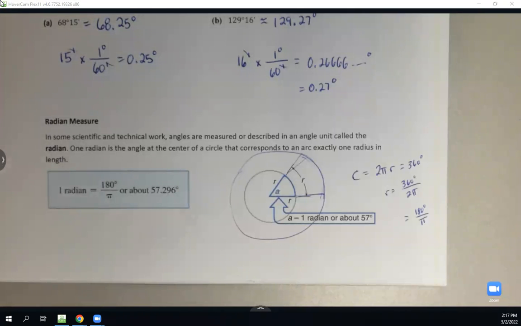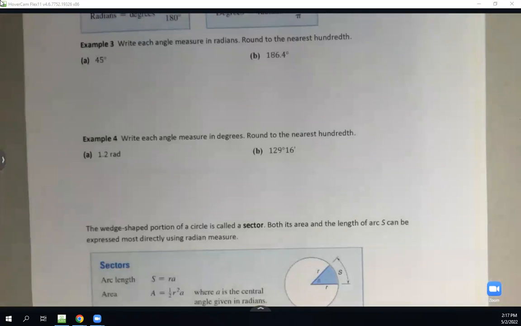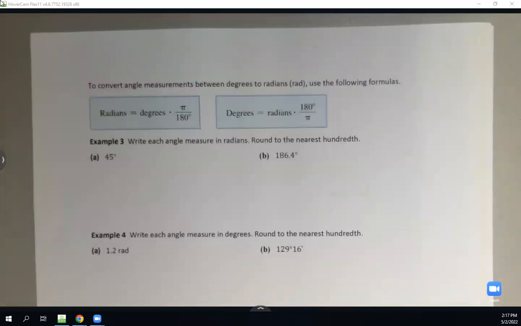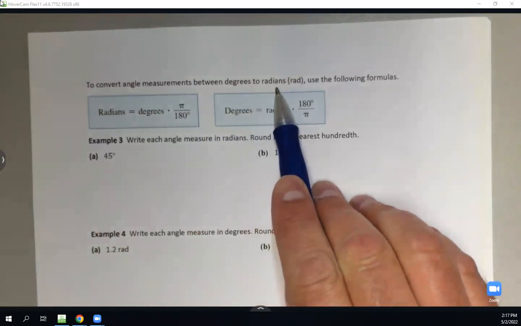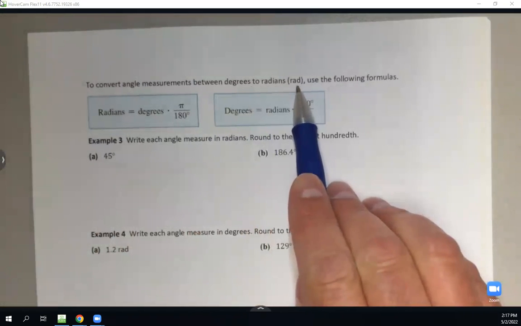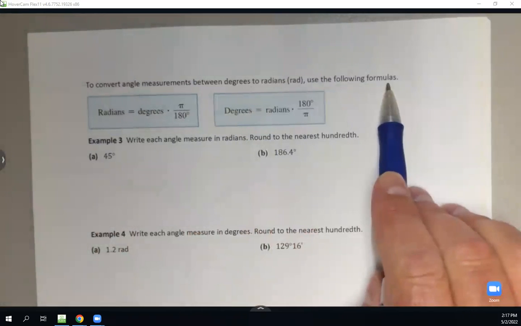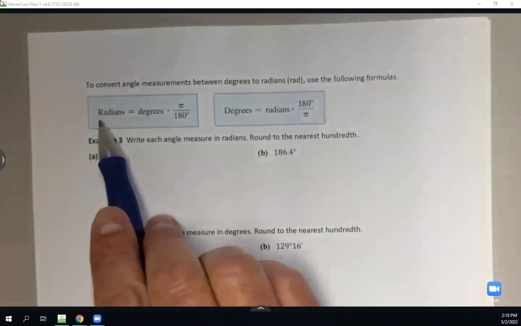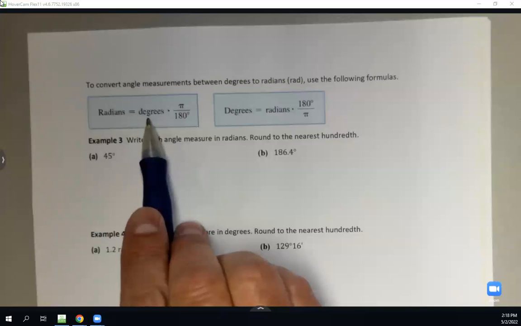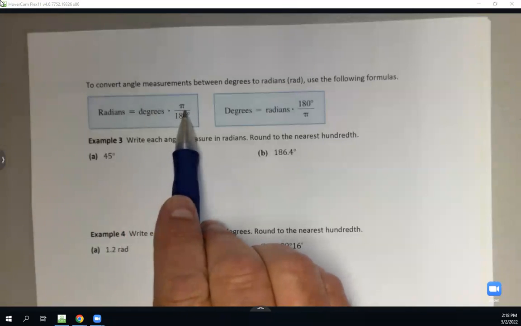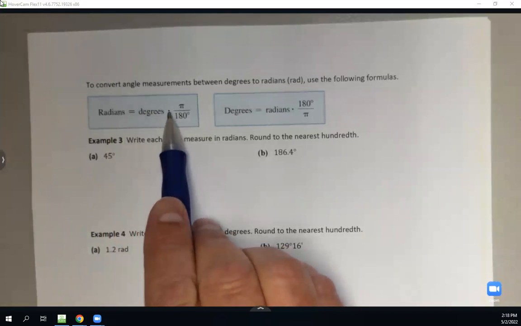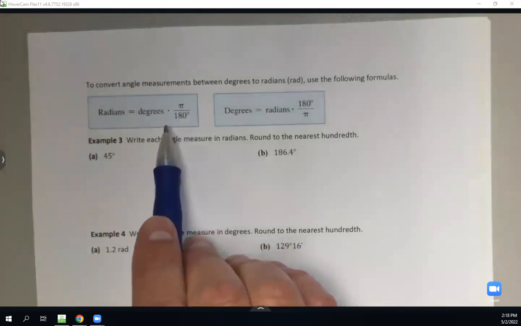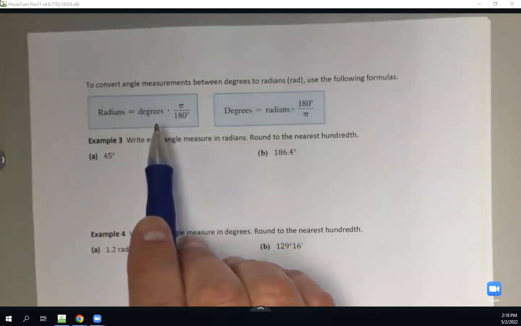So that's a conversion fact that we would be able to use to convert between radians and degrees. To convert angle measurements between degrees and radians, which we might abbreviate RAD for radians, use the following formulas. If we have degrees and we want to convert to radians, then the radians will equal the number of degrees times pi over 180. Does that make sense?